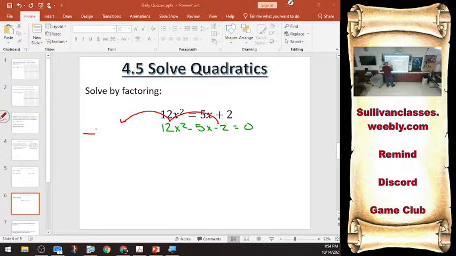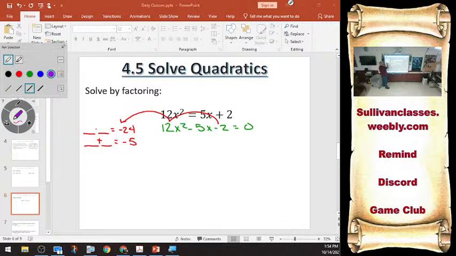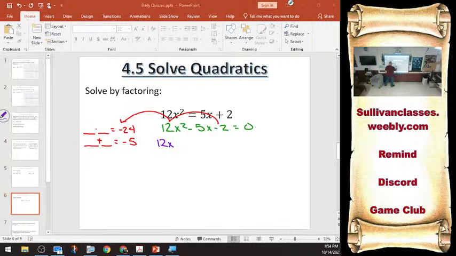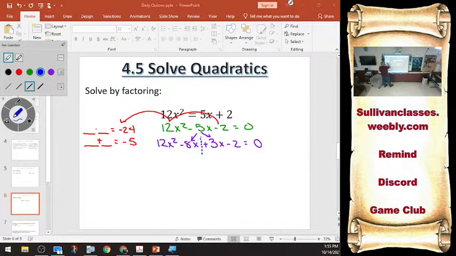I'm looking for what times what is going to make a negative 24, but still add up to that B term, negative 5. And it is negative 8x and positive 3x. Now remember, the order that you write those does not matter because addition is commutative. However, it'll change this next stage. There we go. You factor each half.